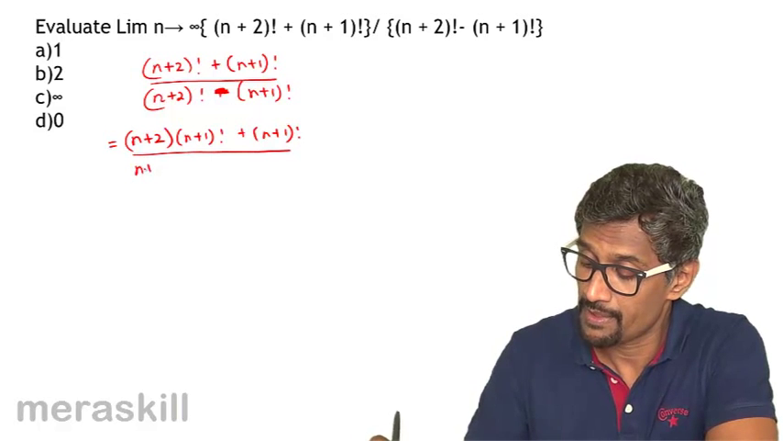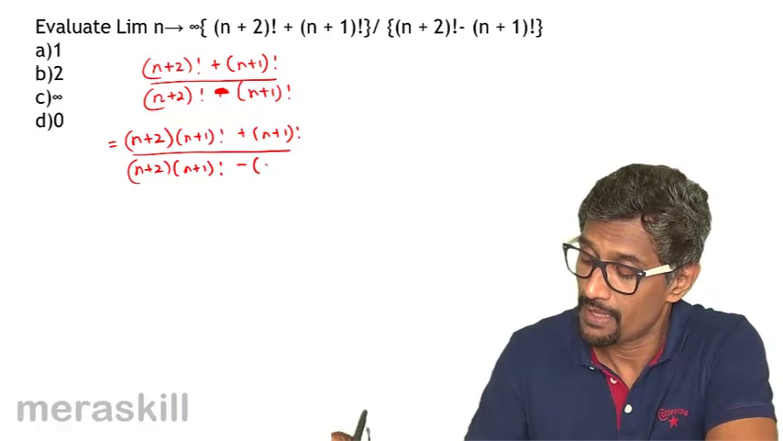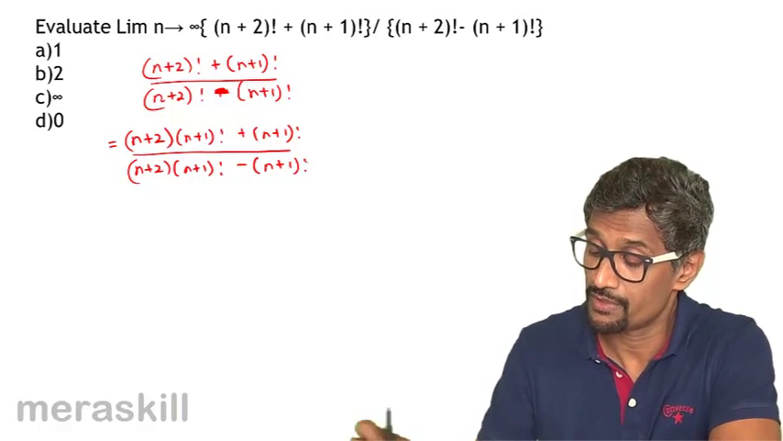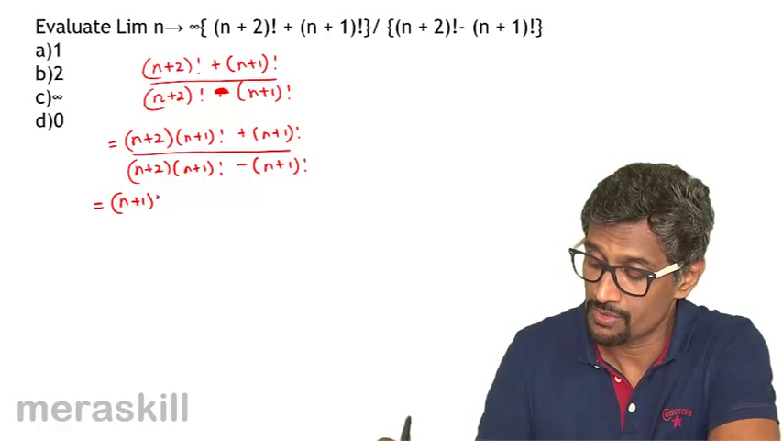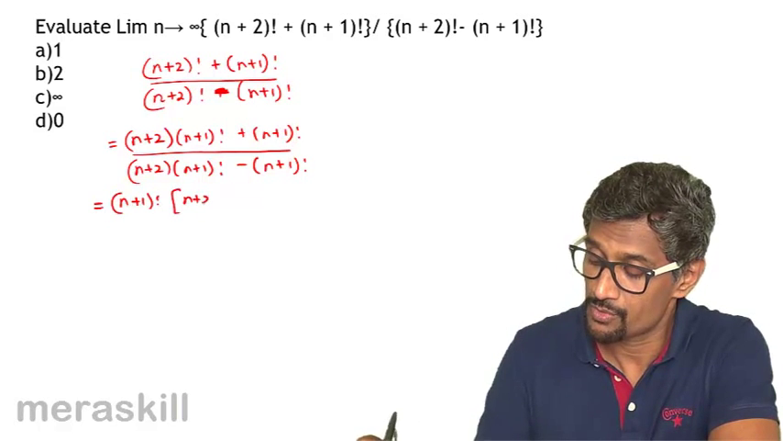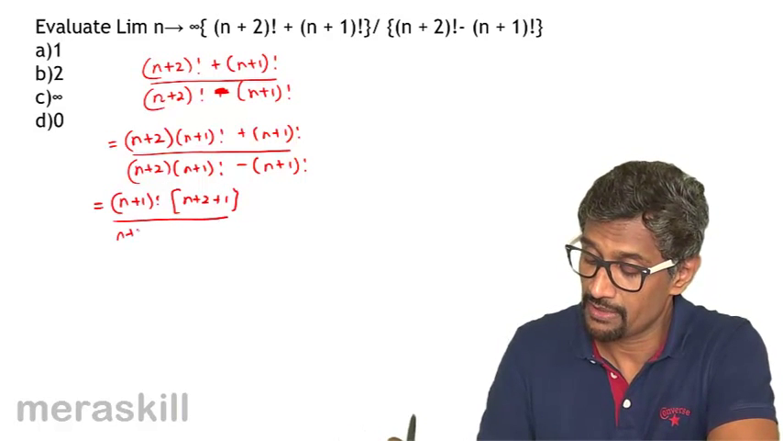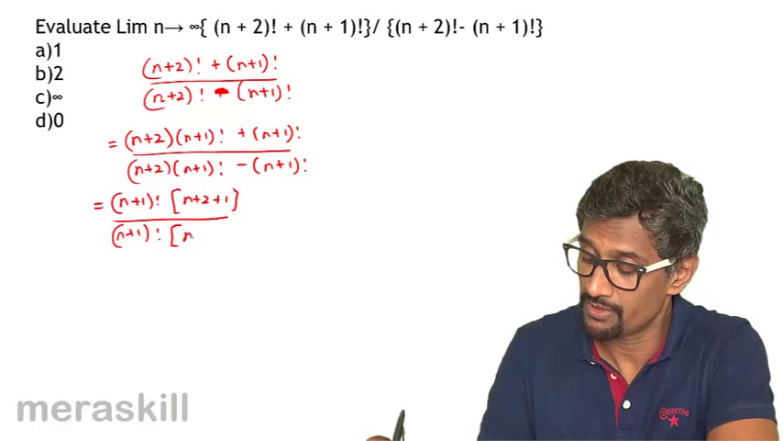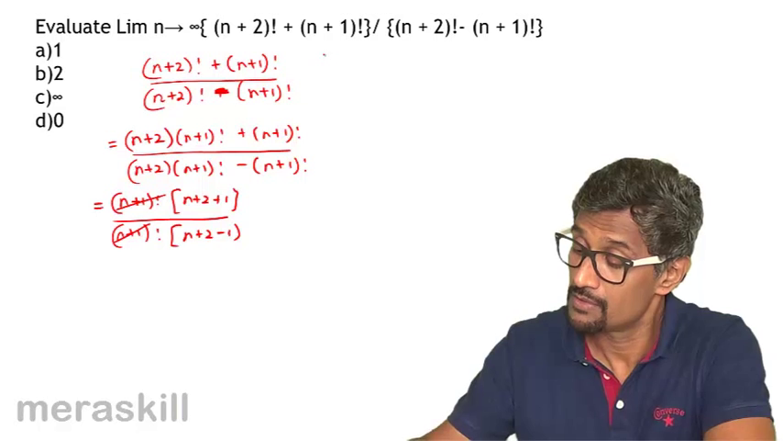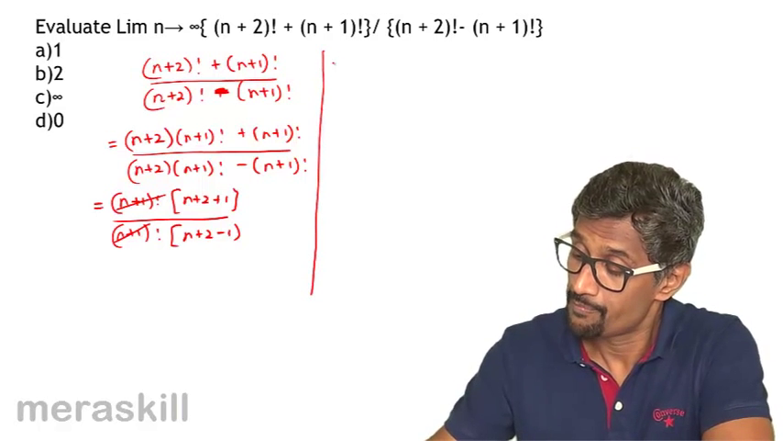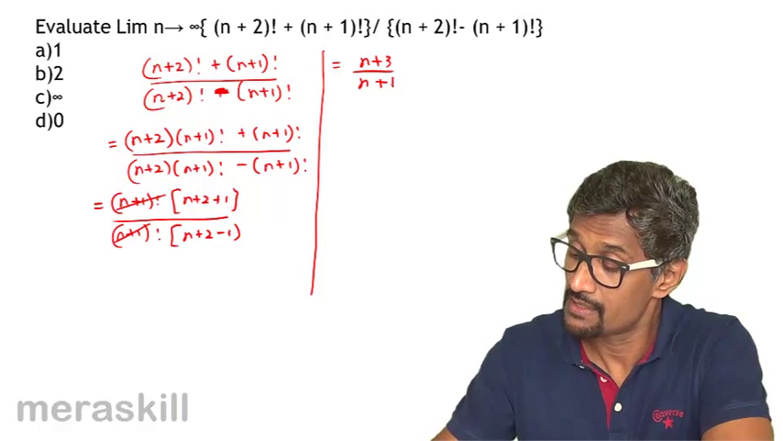This will become n plus 2 into (n plus 1) factorial minus (n plus 1) factorial. In this numerator we can take out (n plus 1) factorial as a common term and you get n plus 2 plus 1 inside. Again in the denominator you can take out (n plus 1) factorial as a common term and you get n plus 2 minus 1. So this gets cancelled, of course, and it gives you n plus 3 divided by n plus 1.